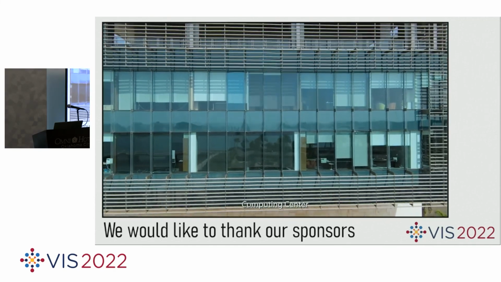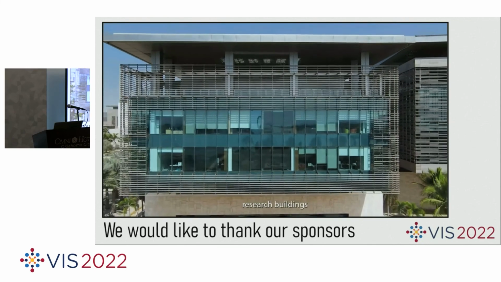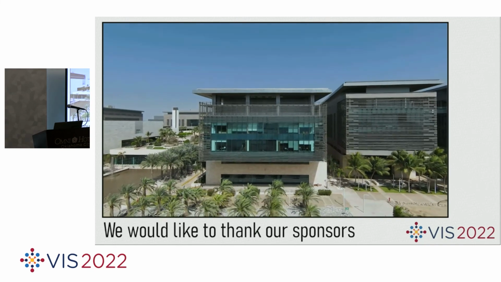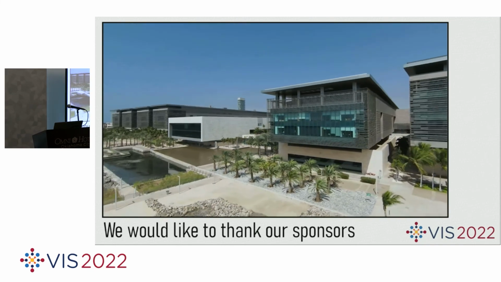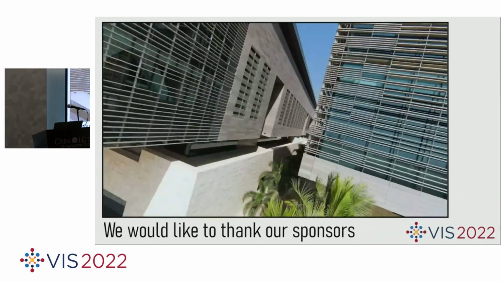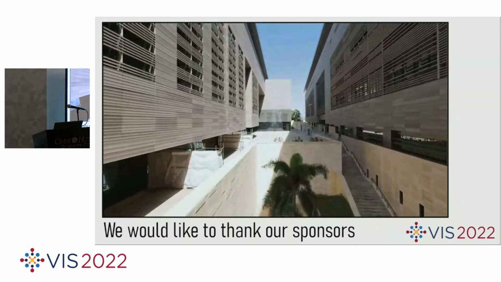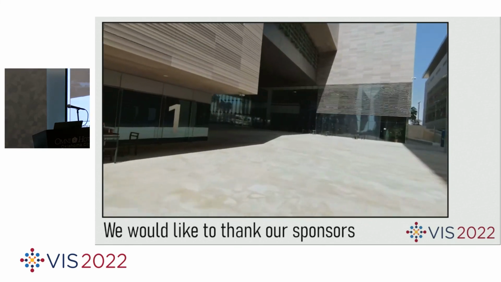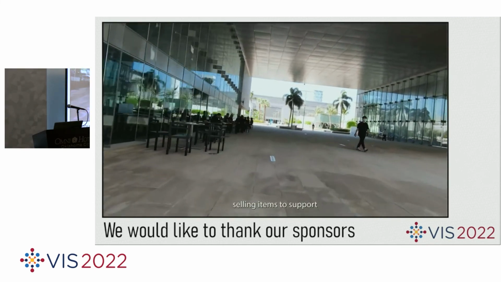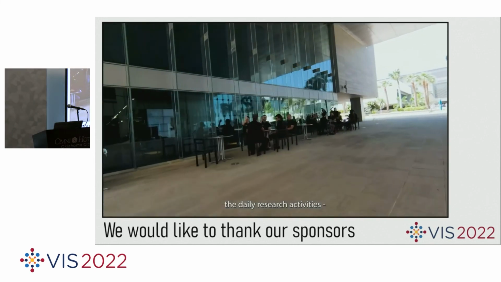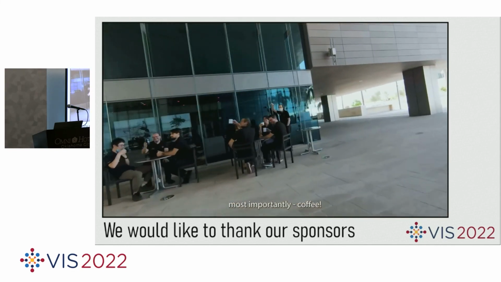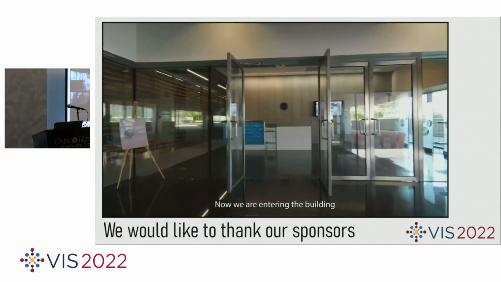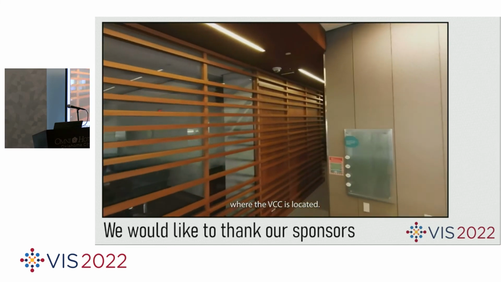The Visual Computing Center is located in one of 5 research buildings that houses faculty from computer science, mathematics, and electrical engineering. The research buildings are connected by a major walkway, the spine. Along the spine are various shops selling items to support the daily research activities. Most importantly, coffee. Now, we're entering the building on the 2nd floor, where the VCC is located.